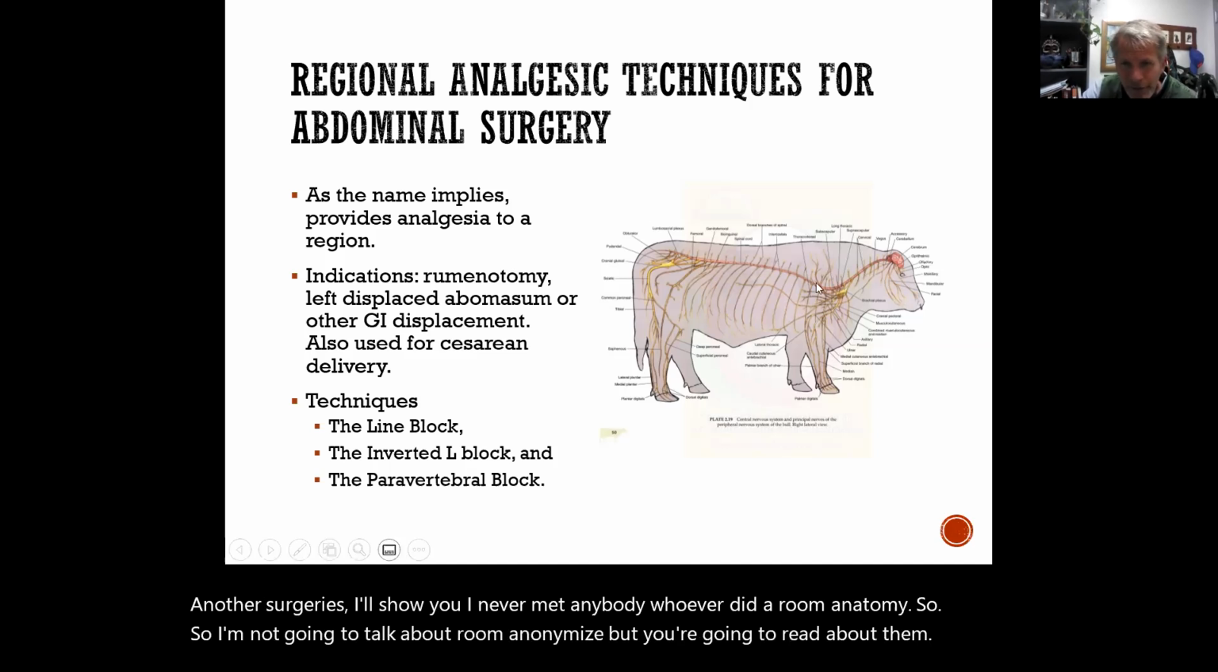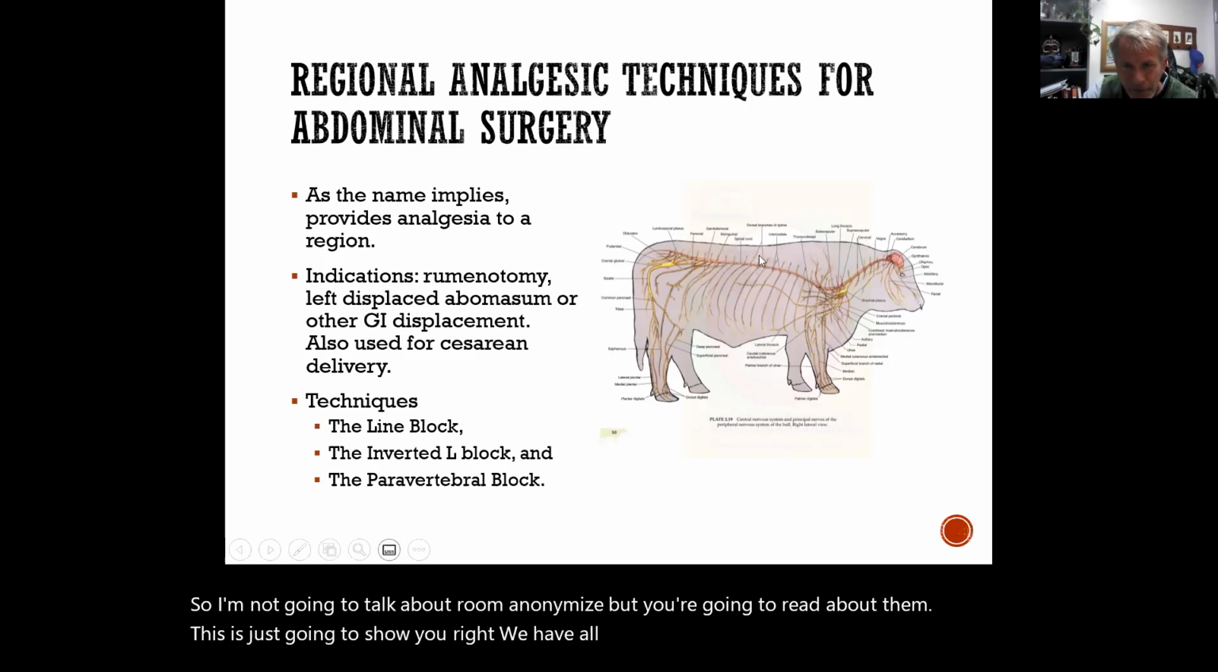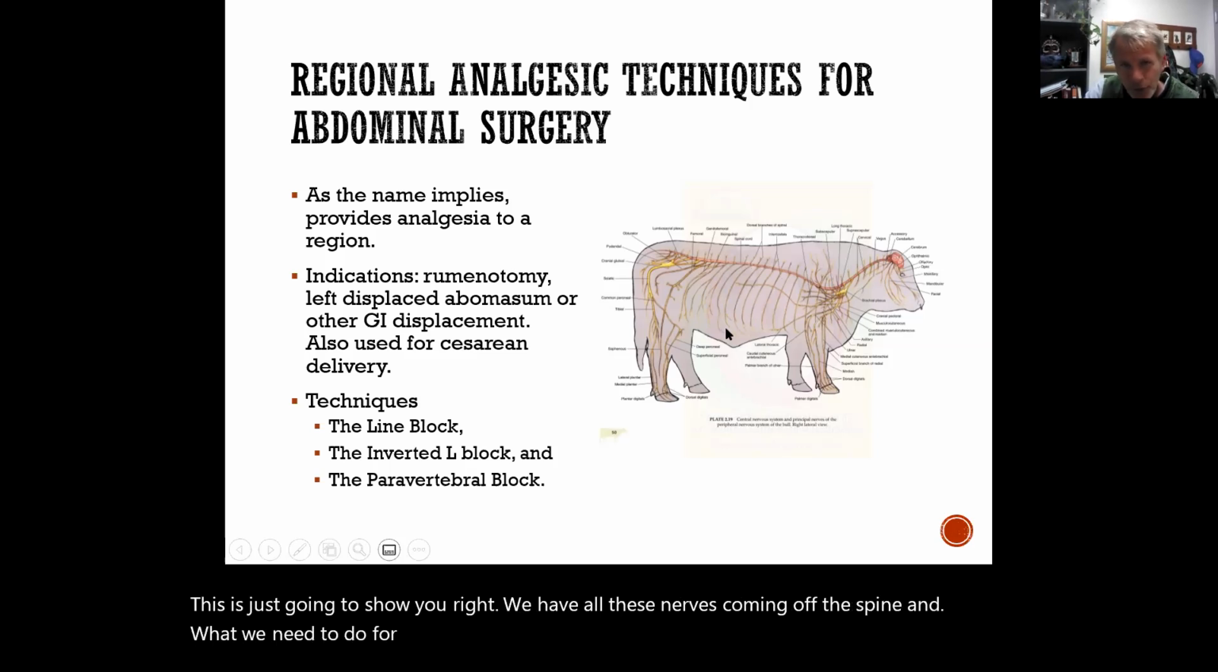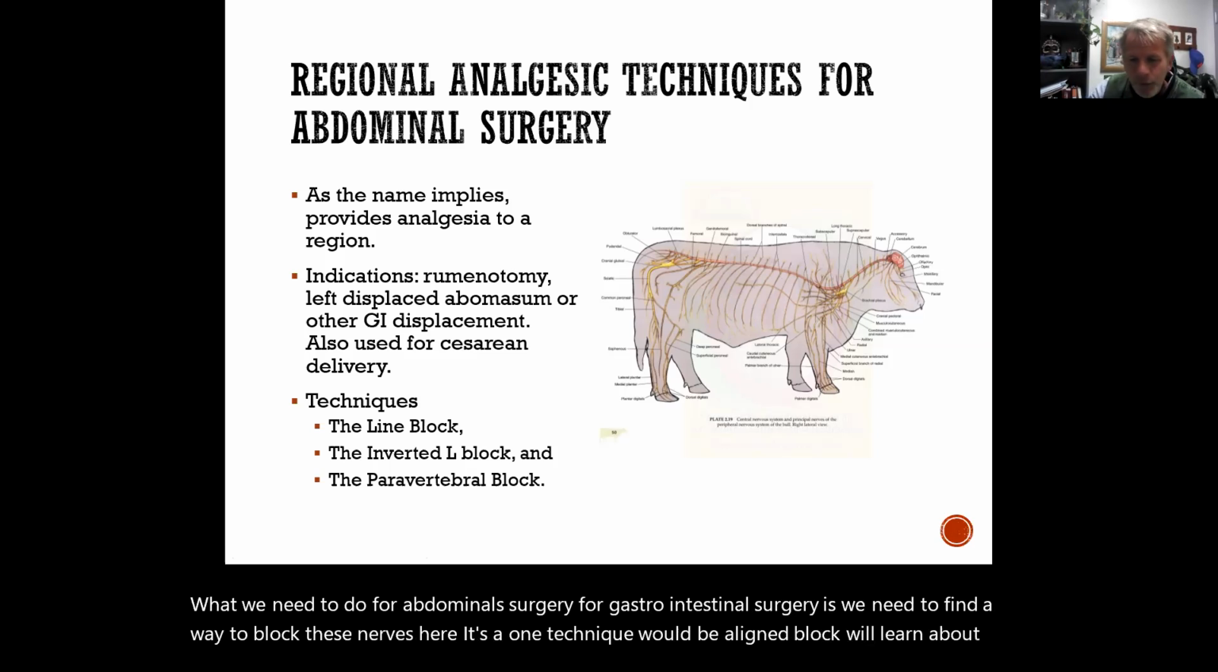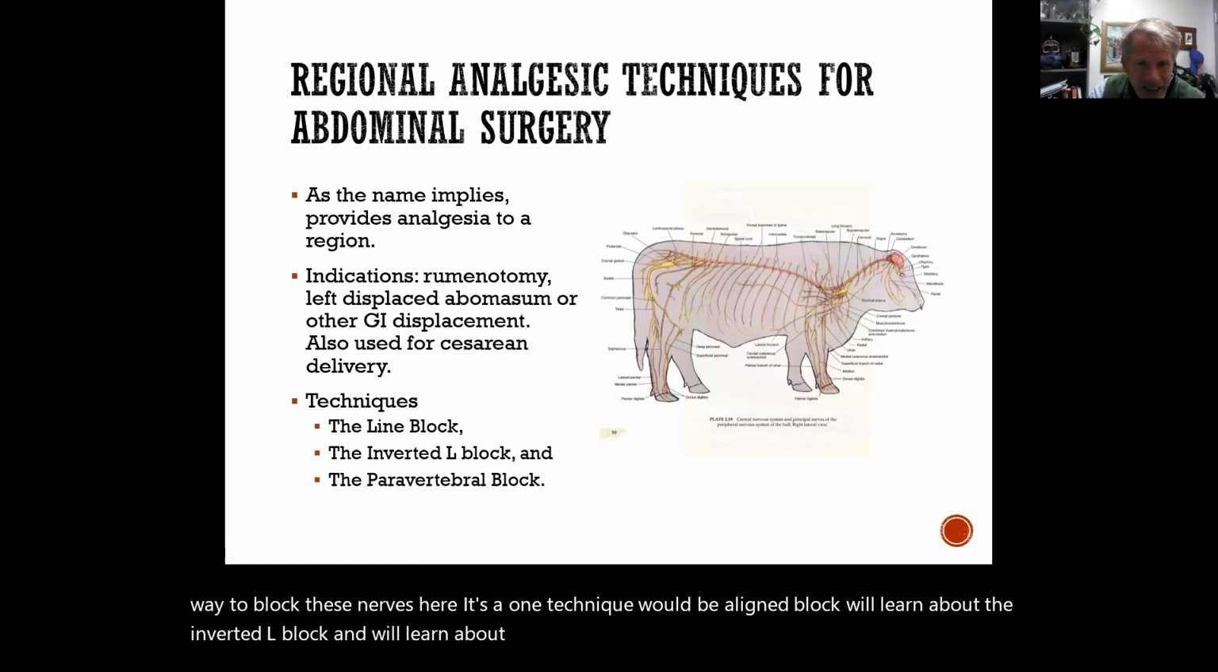This is just going to show you we have all these nerves coming off the spine, and what we need to do for abdominal surgery, for gastrointestinal surgery, is we need to find a way to block these nerves here. And so one technique would be a line block. We'll learn about the inverted L block, and we'll learn about the paravertebral block.